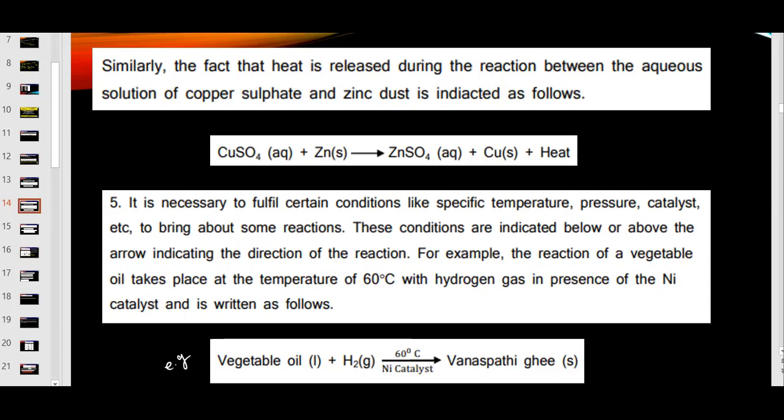But at what temperature did this reaction take place? It took place at a temperature of 60 degrees Celsius. So it is written above the arrow. And the catalyst used in this reaction is nickel. Ni is nickel. Nickel is used as a catalyst to do this reaction. And that is why we got Vanaspati ghee in solid form.